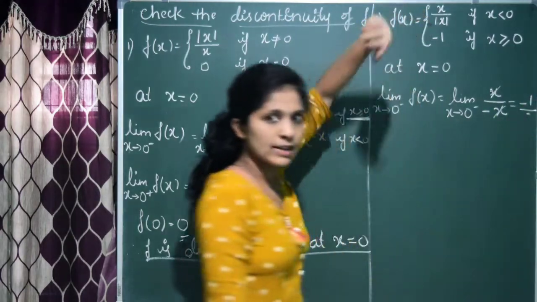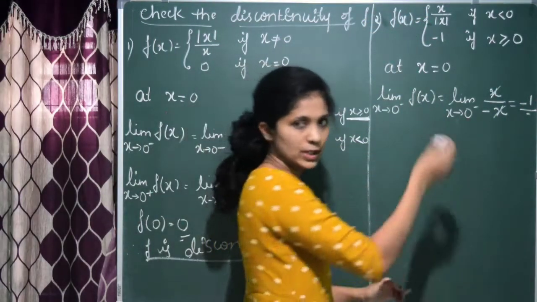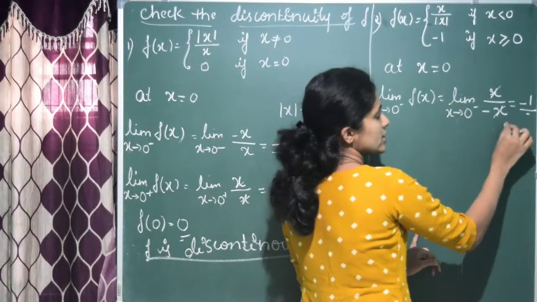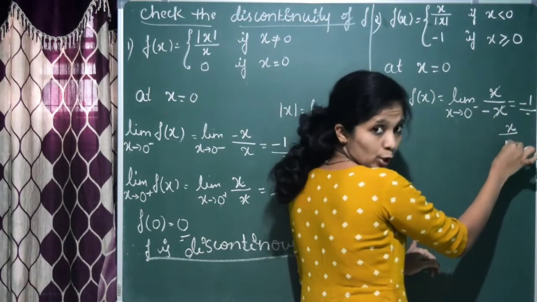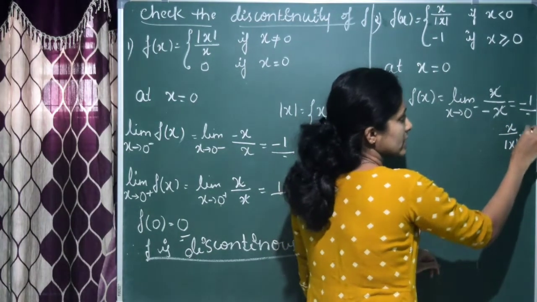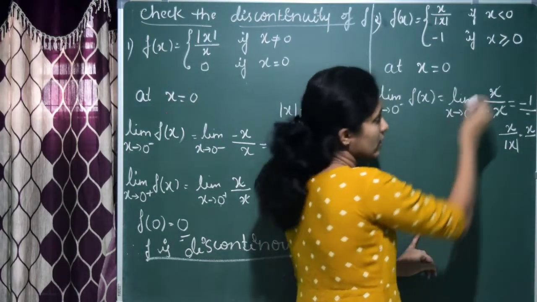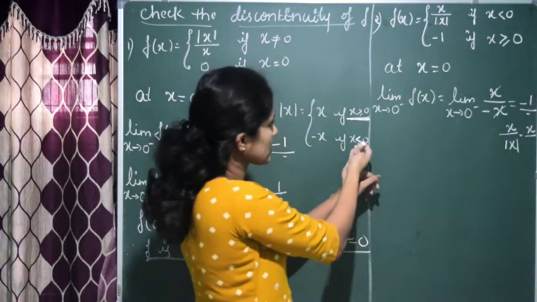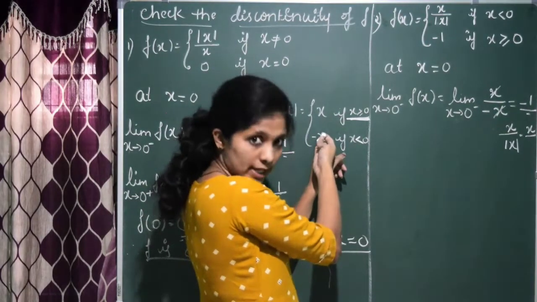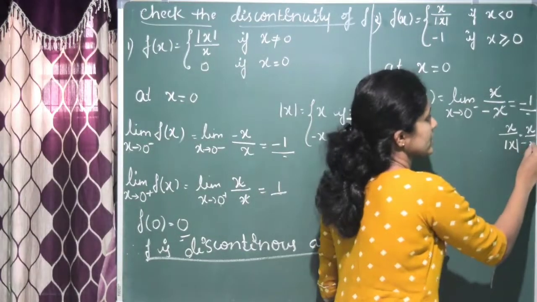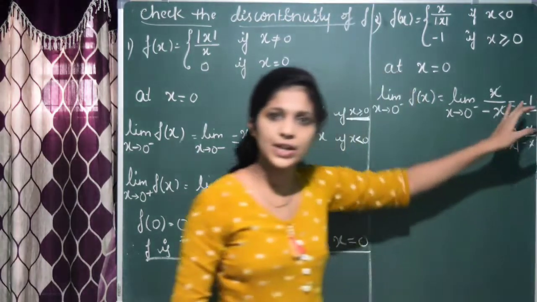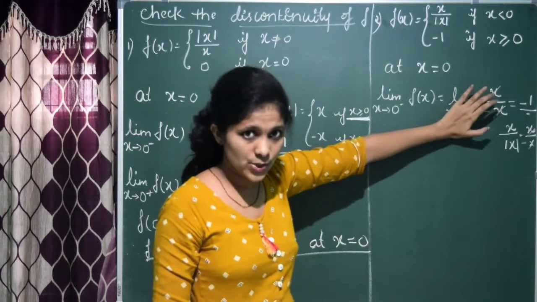Is it clear? Left hand limit, x tending to 0 minus. Actually the function is defined by x by modulus of x. So x is as it is. But modulus of x, when x is less than 0, right? If x is less than 0, the modulus will be minus x. So this is now minus x. x and x will get cancelled. So that is equal to minus 1. I hope you understood this one.